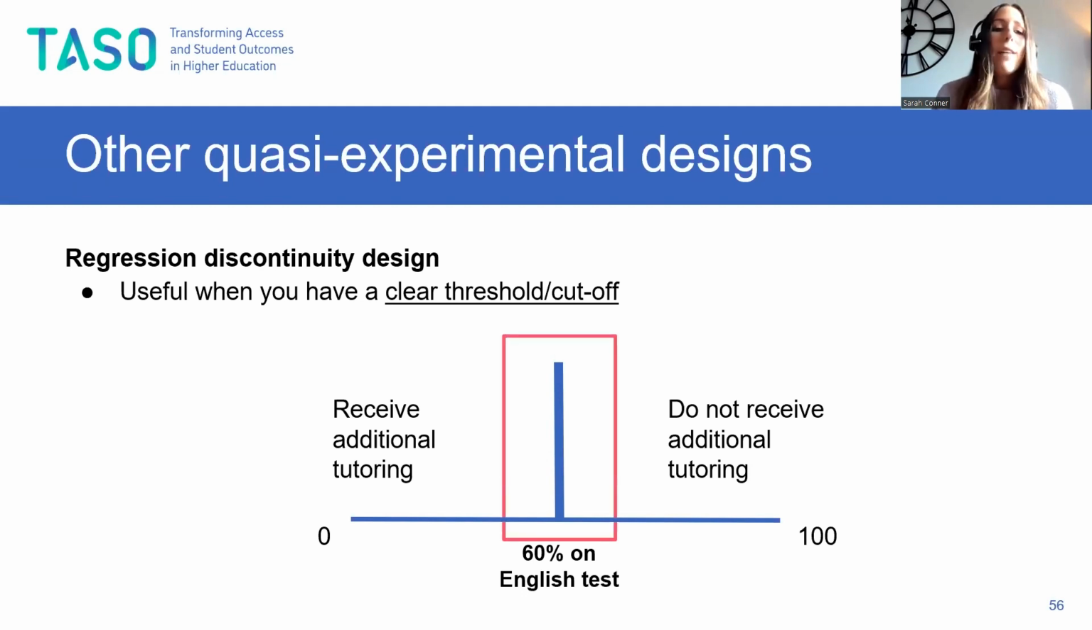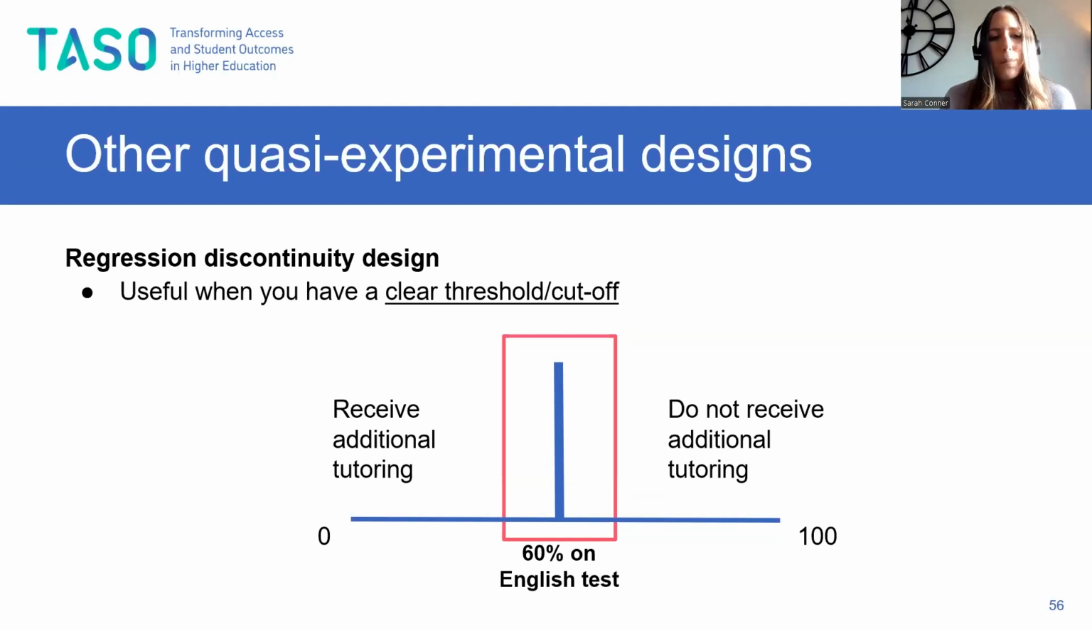But a key caveat when using the design is that you can only compare pupils who are really close to this threshold. So perhaps students who received 55 to 60, and you're comparing it with students that received 61 to 65. That's because you're assuming that our pupils around the threshold are similar in characteristics because they've got similar marks on that test. So you're assuming in both observable and unobservable differences, they're going to be quite similar. So you can compare then the impact of tutoring just for those pupils close to the threshold.